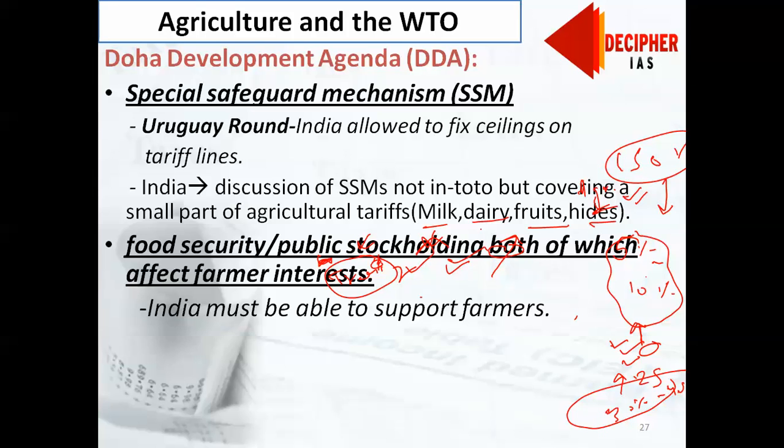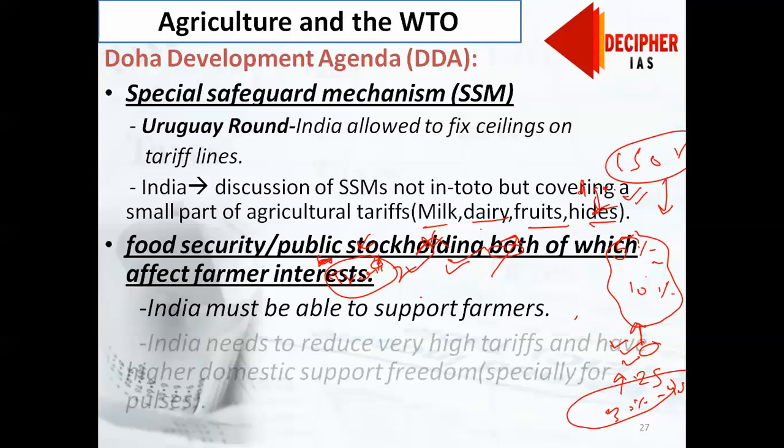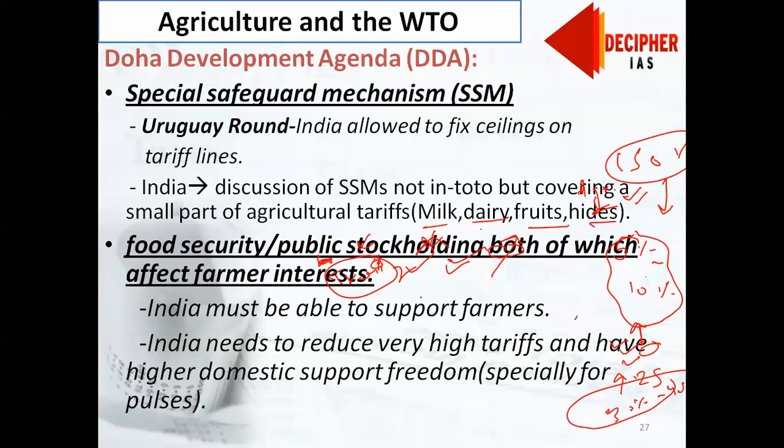India could consider offering reduction in its high tariff and instead seek more freedom to provide high level of domestic support. This would be especially true for pulses going forward, where the high MSPs may be necessary to incentivize pulses production. This would be good for India, and India's trading partners should be handled diplomatically, so that they accept this shift. Now let's move ahead.